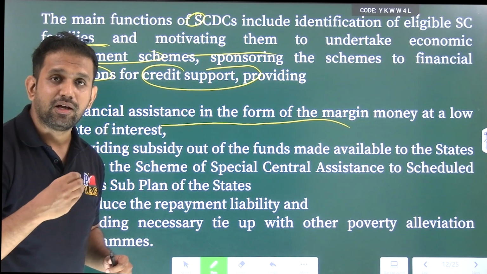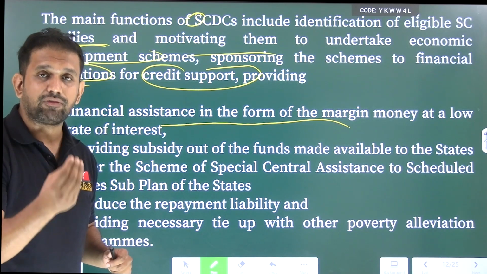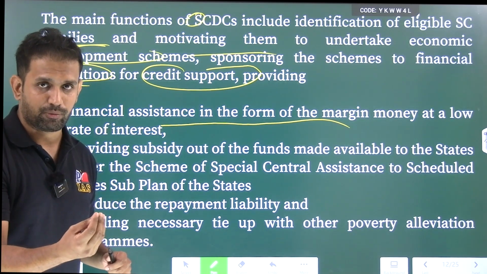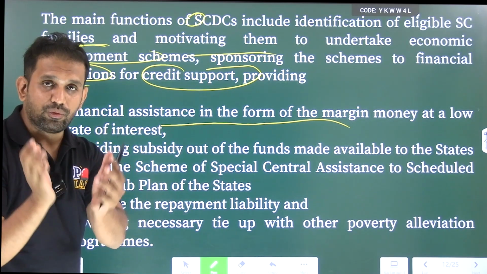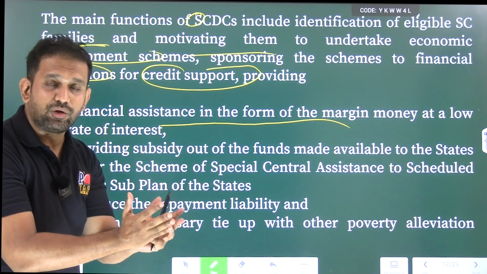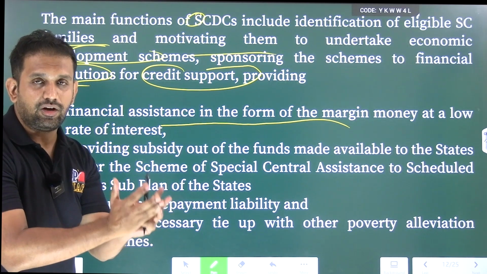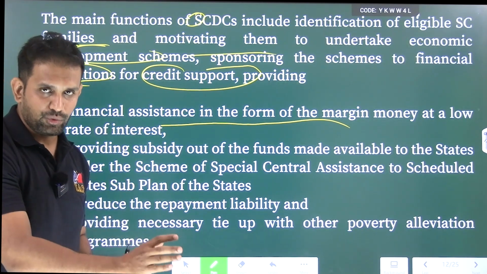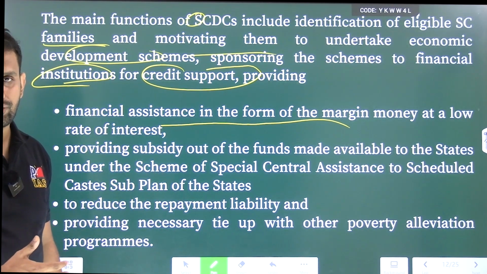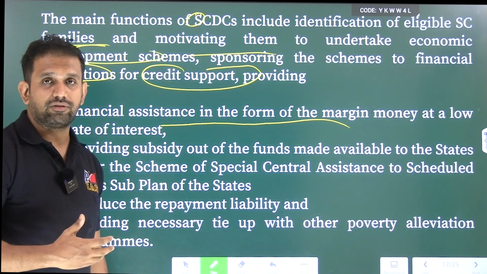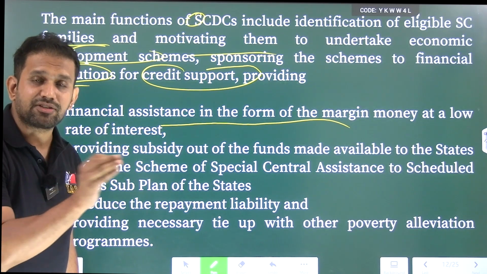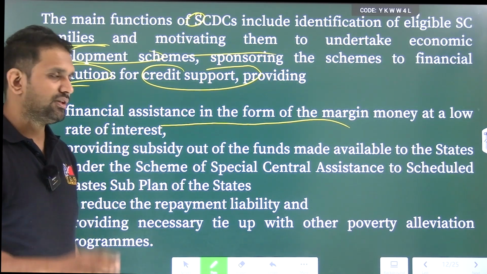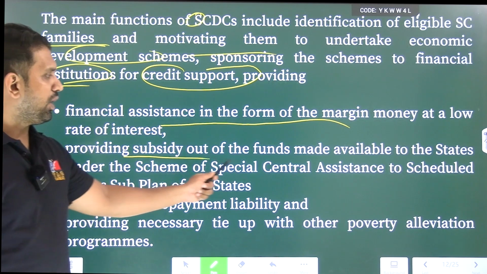Margin money is nothing but 20,000 minimum or 15,000 minimum that the SC women have to contribute. This margin money the government will give, and 80,000 the bank will give. So 1 lakh rupees will be given to SC women who want to start a mehendi or tailoring shop. So this particular organization, Special Assistance for the Scheduled Caste Development Corporation, will fulfill the margin money requirement of the SC population.